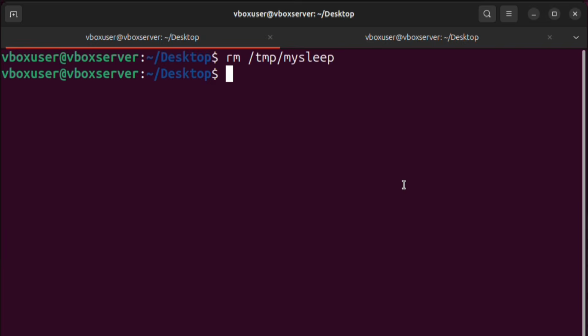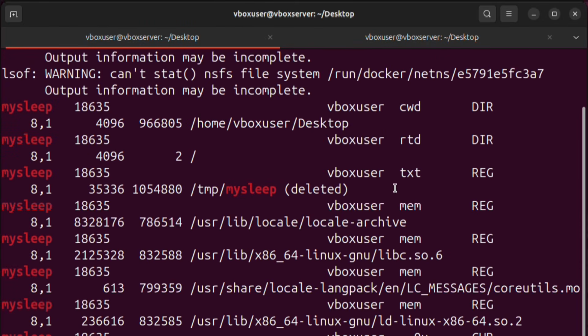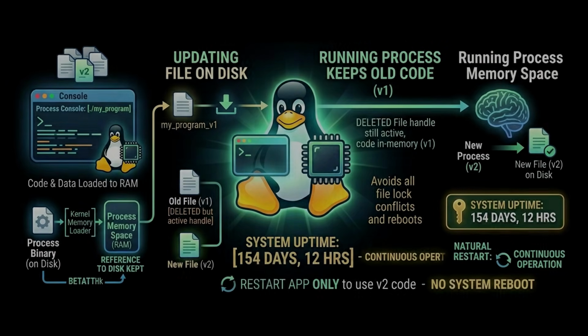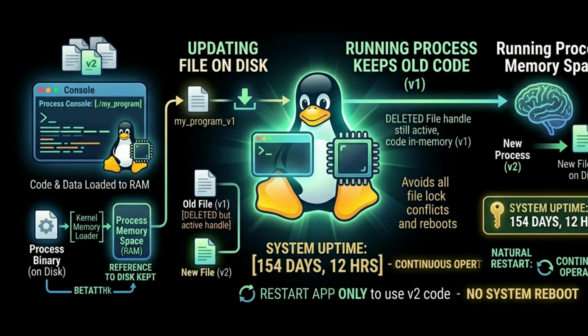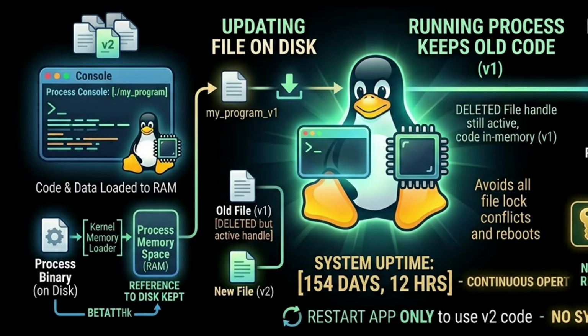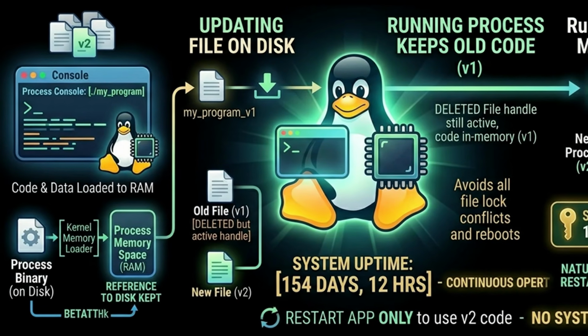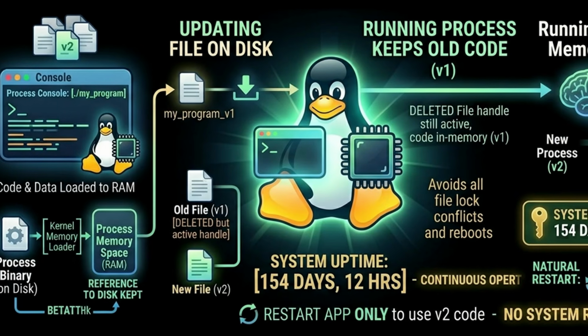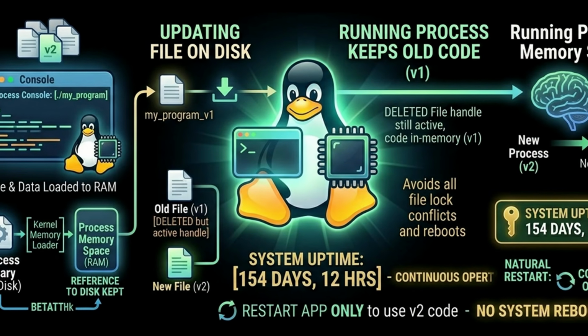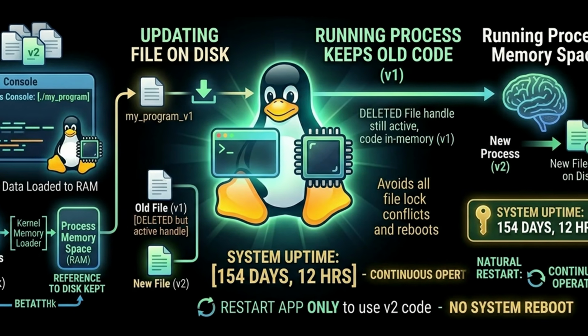Let's check it again. lsof pipe grep mysleep. Now look at this. This is the important part. The file is deleted from the file system, but the process is still holding it in memory. Linux didn't kill the program. It didn't cache anything. This is exactly what happens when Linux updates libraries. The system replaces the file on disk, but running programs keep using the old versions in memory. That's why you don't get forced to restart like Windows. Programs only switch to the new version when they restart naturally.